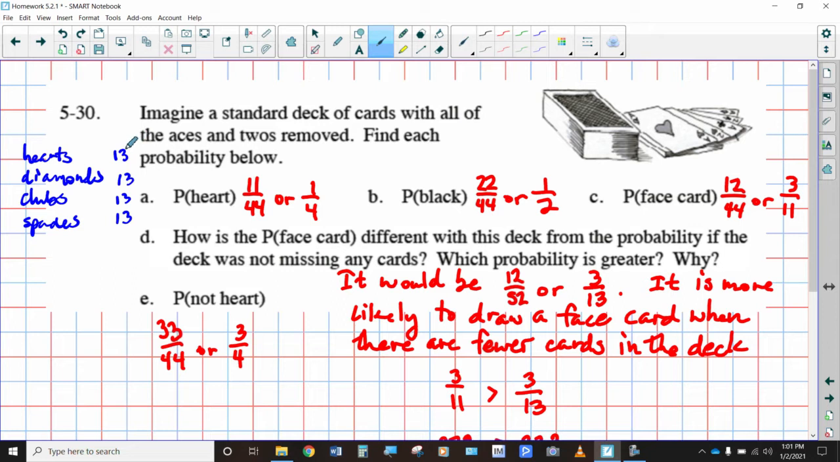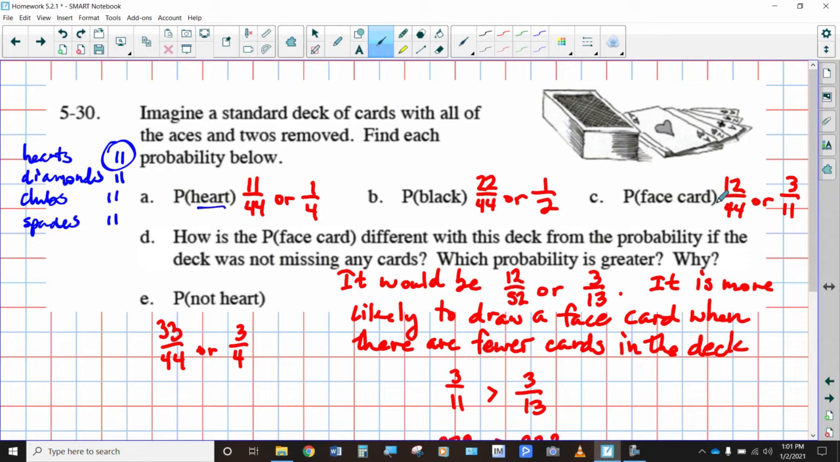But if you took out an ace and a 2 from each one of those suits, that would be removing 2 from each one of them. So now you've got only 11 hearts, 11 diamonds, 11 clubs, and 11 spades. So there you go. Your 11 hearts out of the total of 44, 11 out of 44 is the same as 1/4. The black cards would be the clubs and the spades, so that would be 11 and 11 makes 22, so that would be half the cards are black.